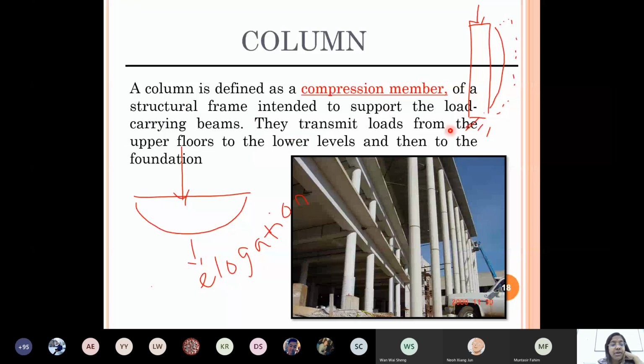They transmit loads from the upper floors to the lower level and then to the foundation, right? So as you keep on increasing the floors, all the loads coming over need to be calculated based on the number of floors. So the bottommost one will be the biggest size. As you go on, the column size will keep on reducing because the overcoming load is getting reduced as you go up, as you increase in levels of the floor.